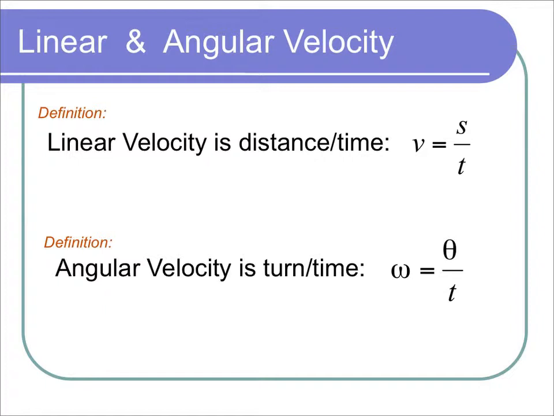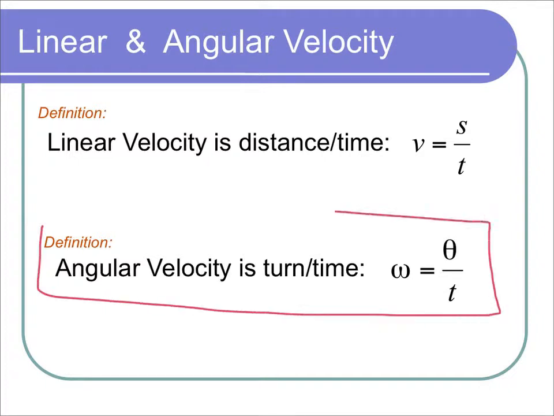Linear velocity is distance over time. I don't know why this particular PowerPoint uses S for distance, but whatever, distance over time. We know that one. What we're looking at is down below. Angular velocity is turns per time. So angular velocity is represented by this funny looking W thing right here. That's actually the Greek letter omega. You draw it like this. It's kind of like a W that's gone all curvy like. And on top we have theta, representing an angle.